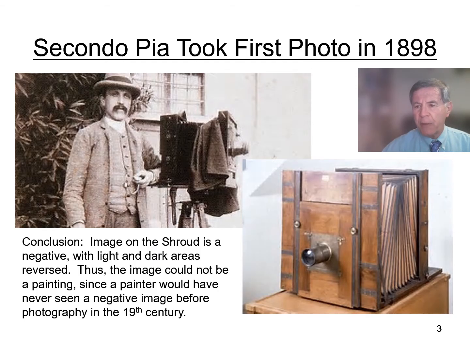Scientific research on the shroud began in 1898 when an Italian attorney with a hobby of photography took the first photos of the shroud. When he developed his large glass plates, he discovered that the images on his plates were positive images instead of negative images. This proved the images on the shroud were negative images, with light and dark areas reversed. This indicated the images were not painted, since a painter would not be able to paint a good resolution negative image of a human face because, in that era, no painter would have seen one. This proves the images on the shroud were not painted.